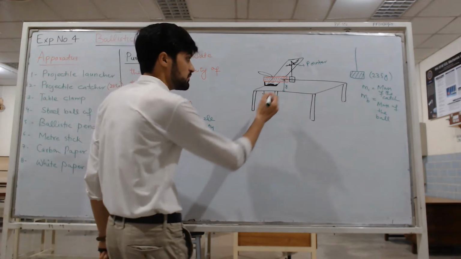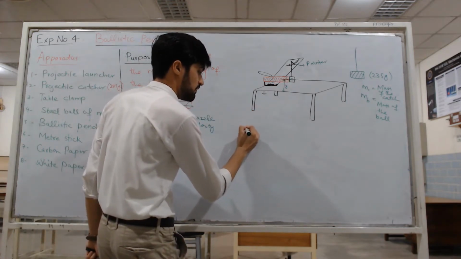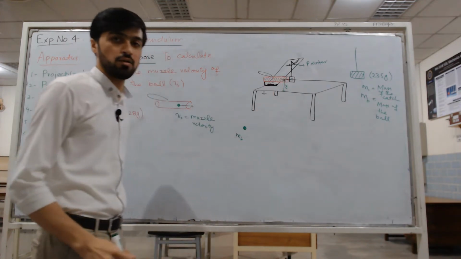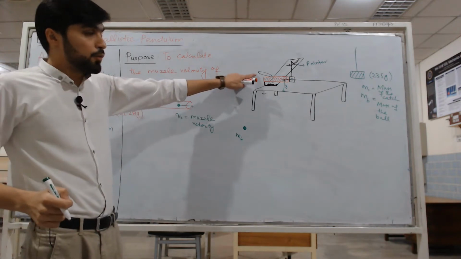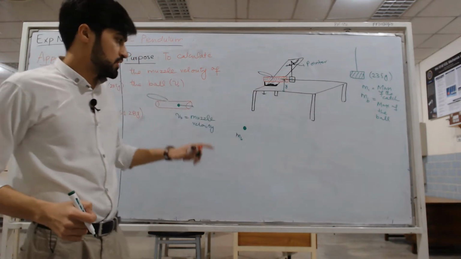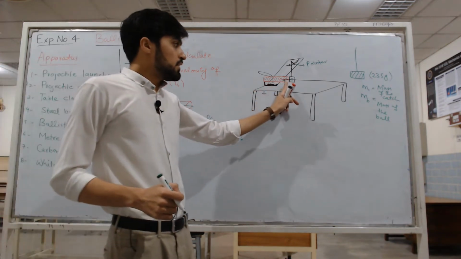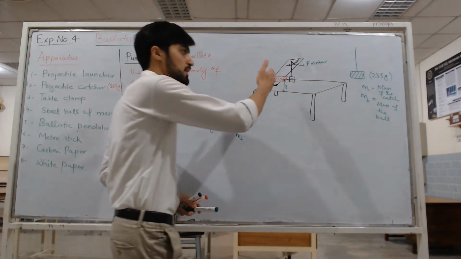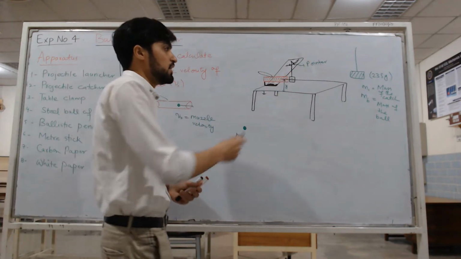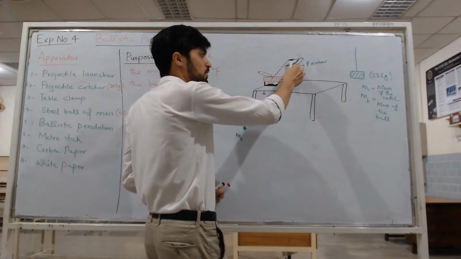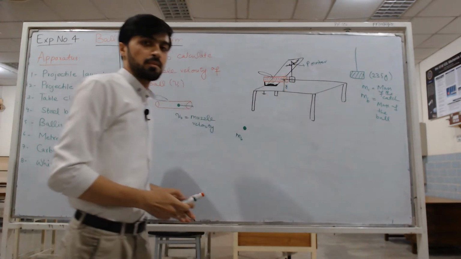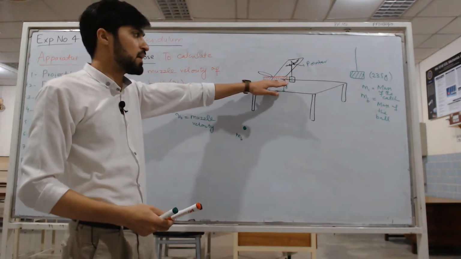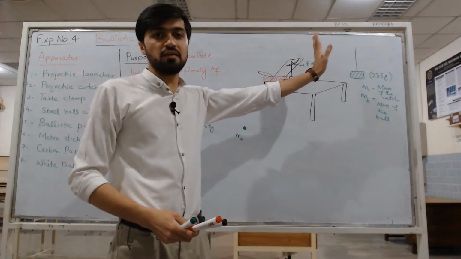So let's say here we have the steel ball, of mass MB, placed inside this projectile launcher. At the instant I pull this thread, the ball will move with a certain velocity, a muzzle velocity. It will strike this catcher and get stuck in it, and it will move with a certain velocity. Definitely when it gets stuck in this catcher, this pendulum will move a little high. Definitely some velocity is imparted to this catcher, so the pendulum will move.